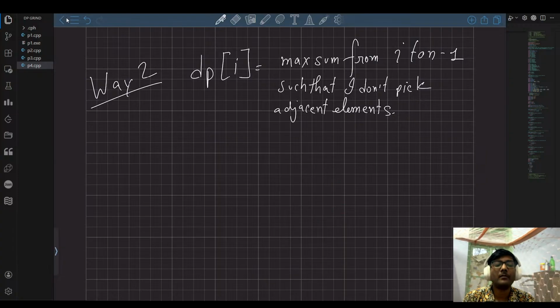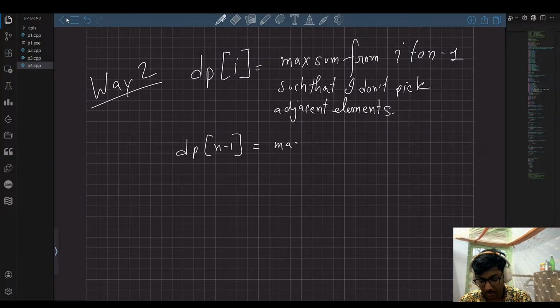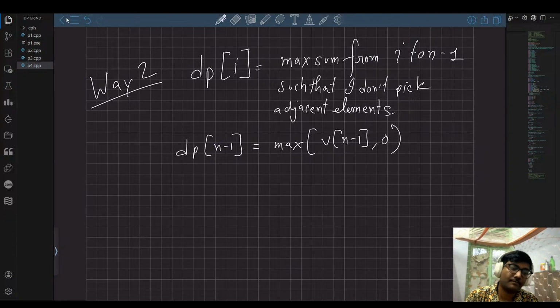So I to n minus 1. That means my smallest problem is n minus 1 to n minus 1. So I have to mention that dp of n minus 1 equals max of 0 or v of n minus 1, if I have to consider that or not consider that. And of course, I have to pull it up.